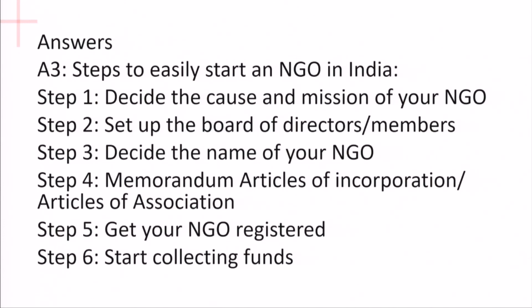How do we start an environmental NGO? The steps that we can take to start an environmental NGO, or an NGO for that matter, in India are: first, decide the mission, the cause for the NGO. Next, set up a board of directors and members. Decide the name of the NGO. List the memorandum and articles of association. Next, get the NGO registered, and next we need funds to run the NGO. So, these are the steps for setting up an NGO in India.